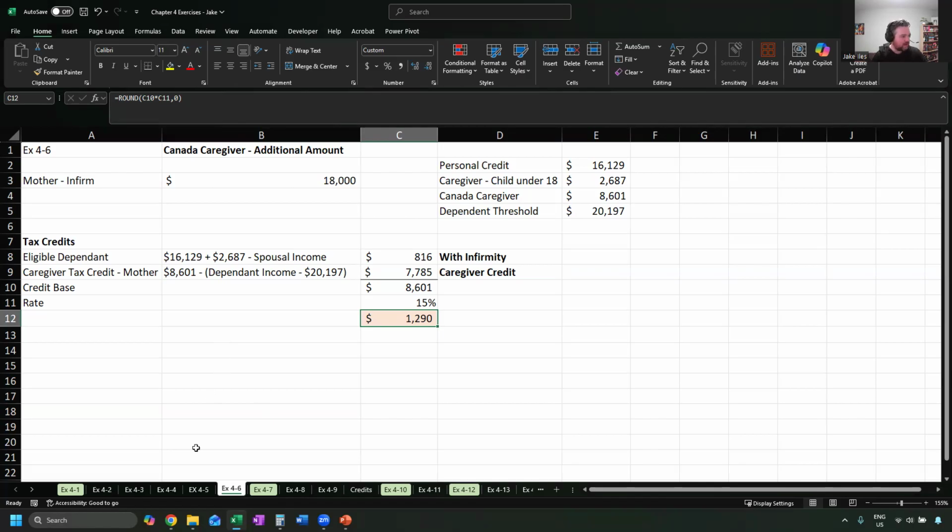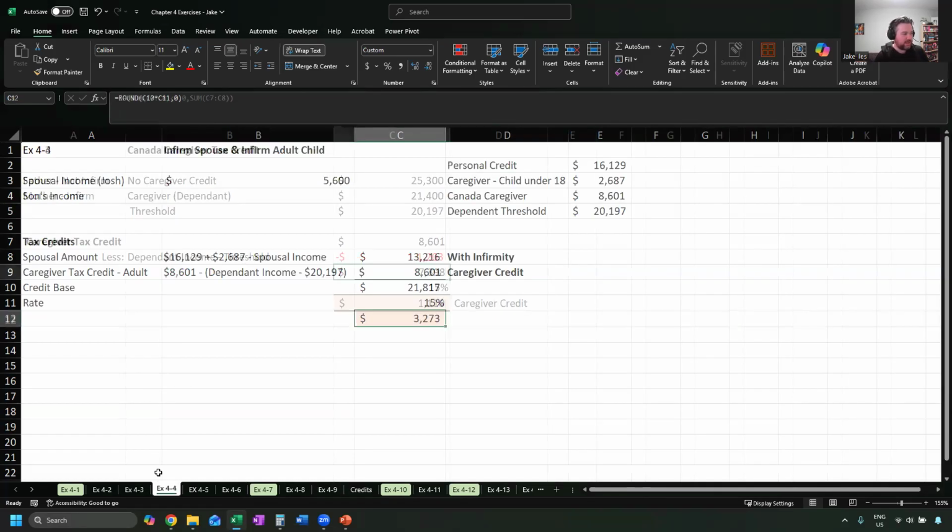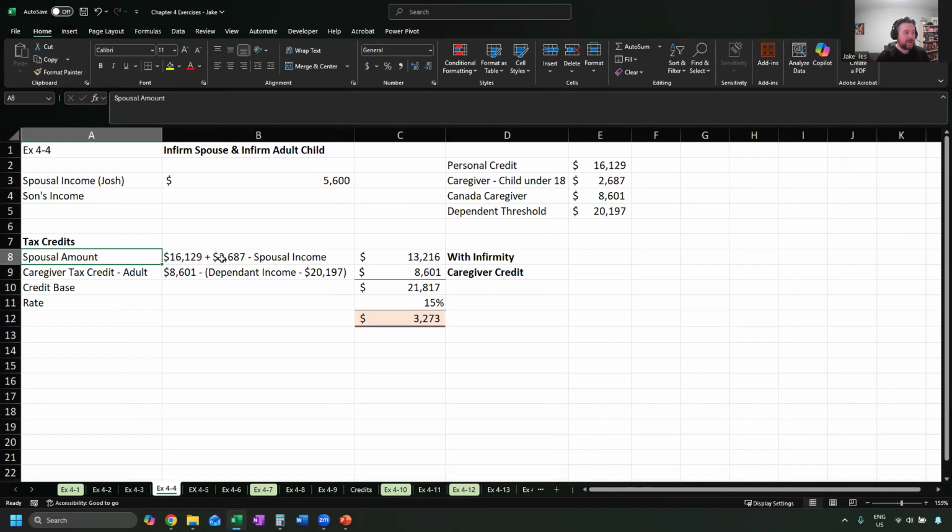Okay, so that was caregiver. We just went through 4 exercises. Like I said in the beginning, I wouldn't say this is a complicated tax credit, but there's a lot of things at play. The spousal amount includes the portion, so if you're taking the spousal, you can't get the caregiver. Caregiver credit has a different income threshold than the basic personal credit does. So these things playing together can really make the Canada Caregiver confusing.